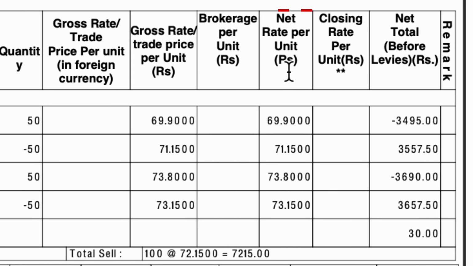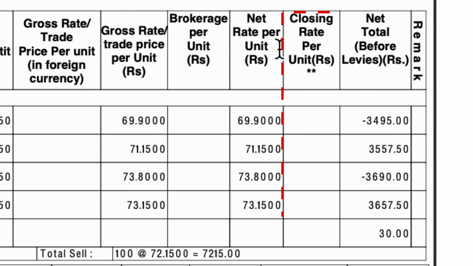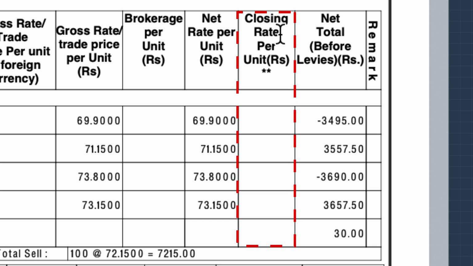Next is net rate per unit. As the brokerage charged is calculated separately, the net rate per unit is equivalent to the gross rate per unit. Moving on, next is the closing rate per unit column, showing the rate applicable to derivatives contracts exclusively. It shows the rate at which the contracts traded closed at the end of the market session.